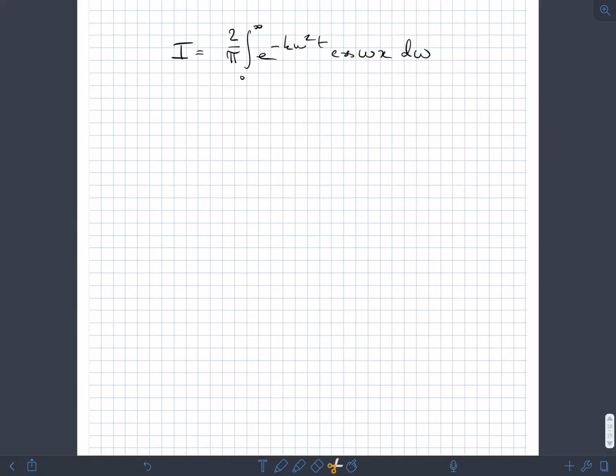So I'm going to be showing you how to integrate this guy right here. It's a special integral that comes about from solving partial differential equations and having to use the Fourier transform for infinite domain problems. And you have to invert that Fourier transform, so you have to solve integrals like this all the time.